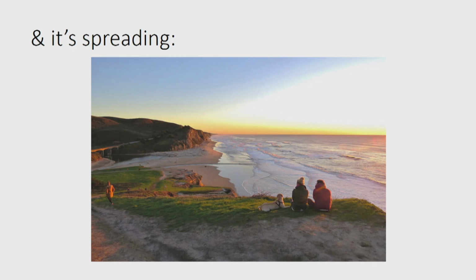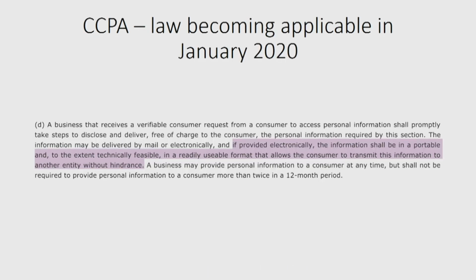But before giving the floor to my colleagues, I just wanted to also use a very fun slide after all those quotations and let you know that the right to data portability is spreading right now. And this is a photo from California. In California, a new Consumer Privacy Act was passed this year, and it will become applicable in January 2020.